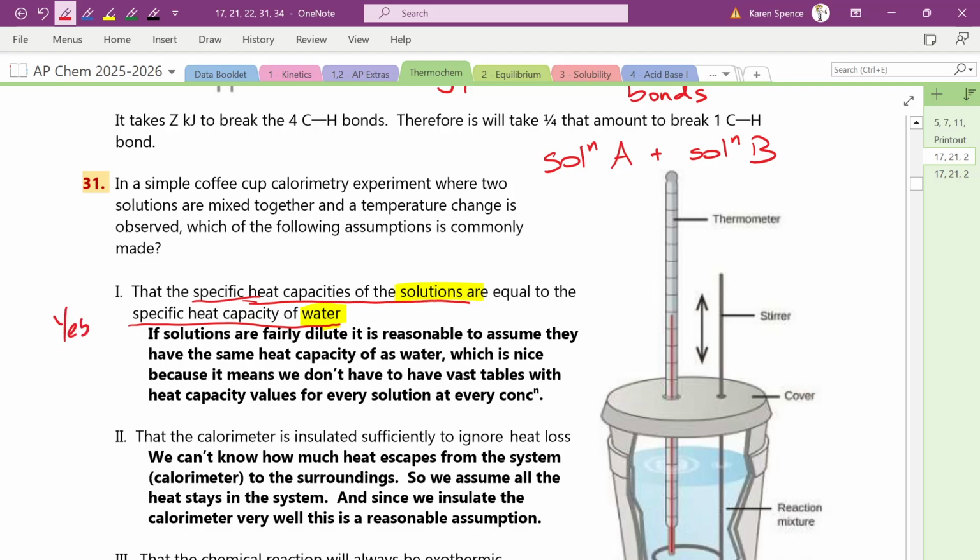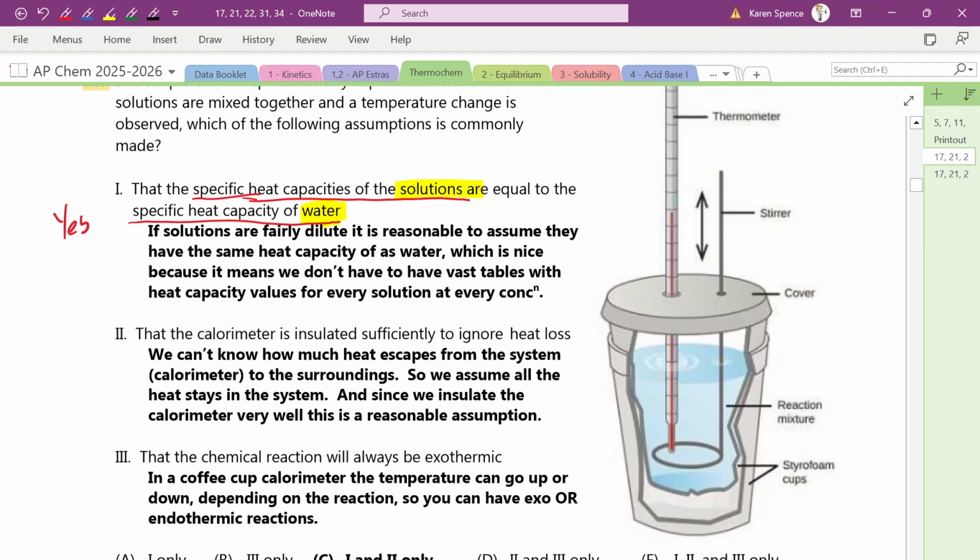Yes, did we assume this? Do we assume that the calorimeter is insulated sufficiently that we can ignore the heat loss? Does that sound like something reasonable to do to make your calculating easier? Yes. Okay. Is it going to be perfect? No, but we're going to make that assumption because it makes our calculations easier.